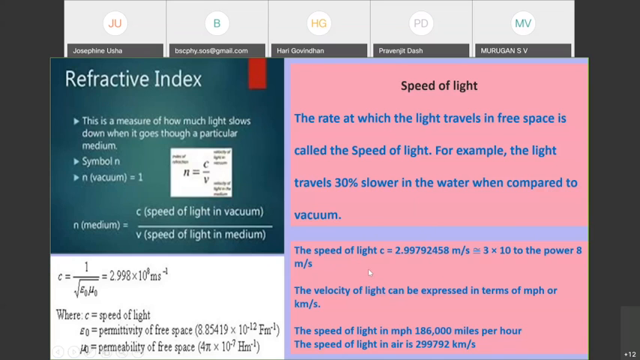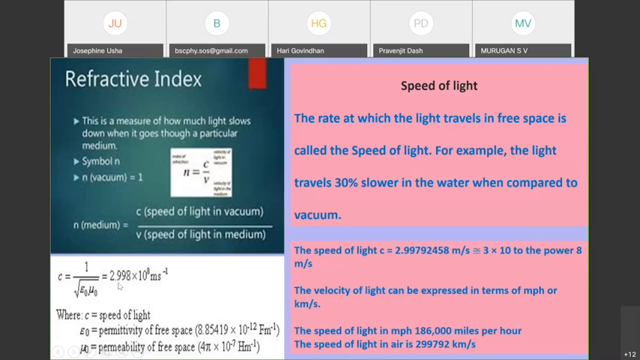If you see where the value comes from, it is from this formula: C is equal to 1 divided by square root of epsilon naught and mu naught. These values are constants, where epsilon naught is the permittivity of free space and mu naught is the permeability of free space. Substituting, epsilon naught is 8.854 into 10 power minus 12 farad per meter. Similarly, mu naught is 4 pi into 10 power minus 7 Henry per meter. If you substitute in this formula, we get around 2.9 into 10 power 8 meter per second.